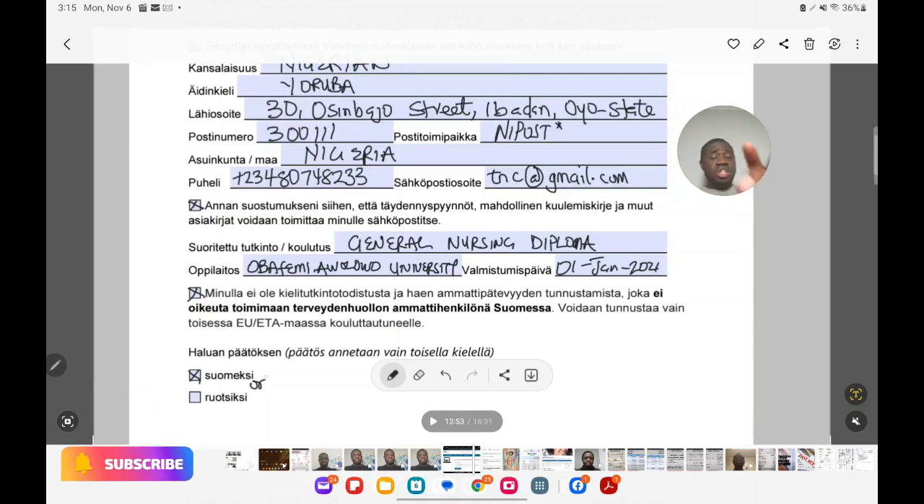Once you receive your decision, just go to Google Translator, copy the information, and it will translate it for you, or you can just manually type the information into Google Translator and it will interpret whatever information is contained in that decision. Or you can download Translator on your phone and everything will be done for you. So just choose one of the two. You cannot choose both. Suomeksi or Ruotsiksi.